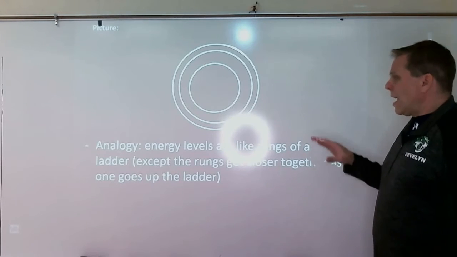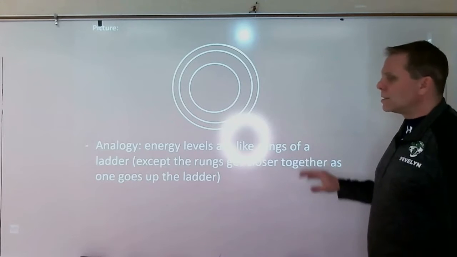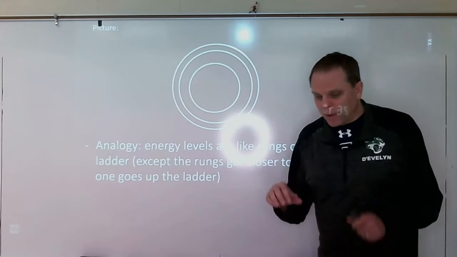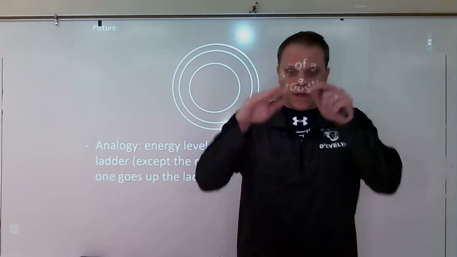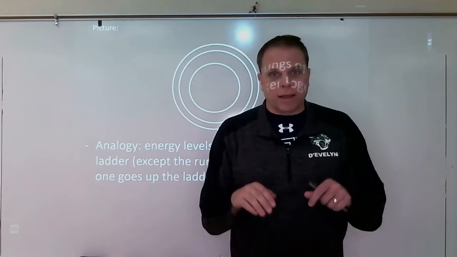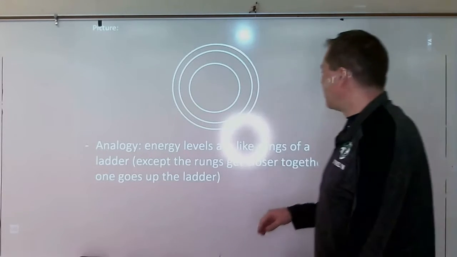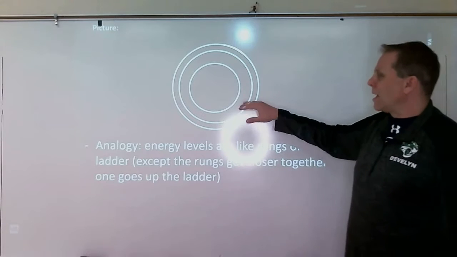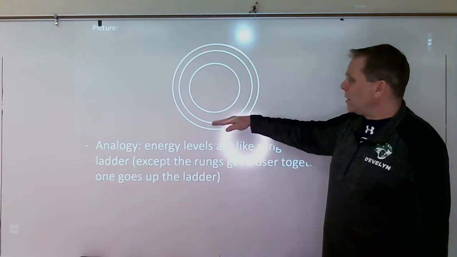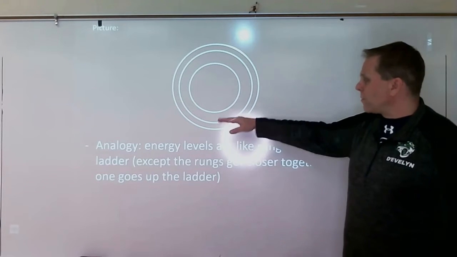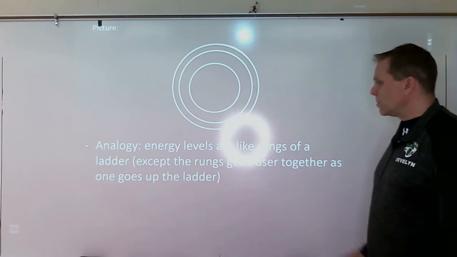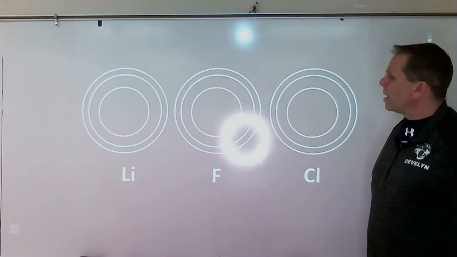Energy levels are like the rungs of a ladder. You could be on this step of the ladder or that step of the ladder, but you aren't in between. You can't be hovering in between, unless you're super strong, maybe. But atoms aren't like that. Electrons aren't like that. They can only be on certain levels. And as you get further and further out, those levels are a little bit closer to each other.